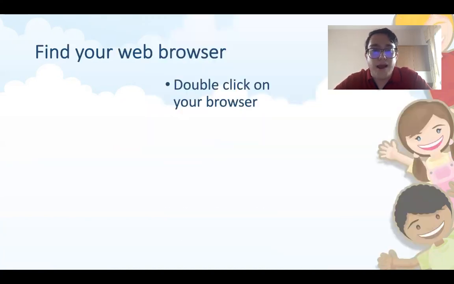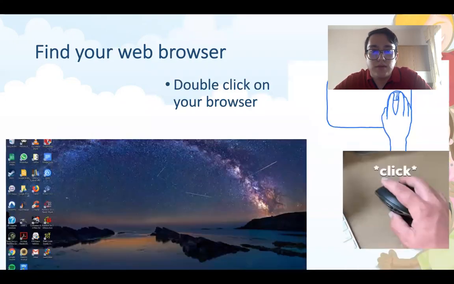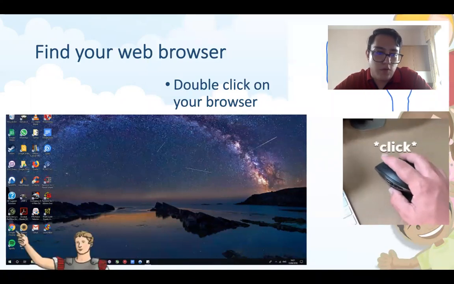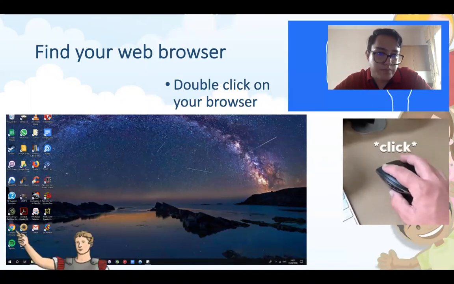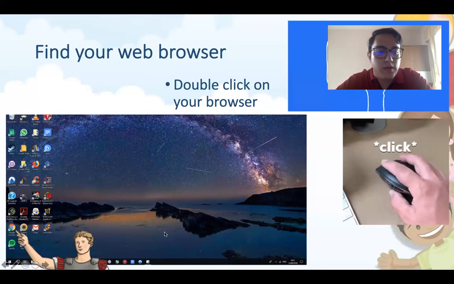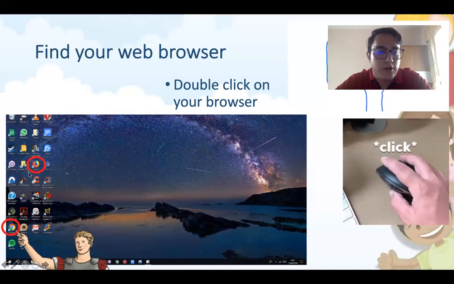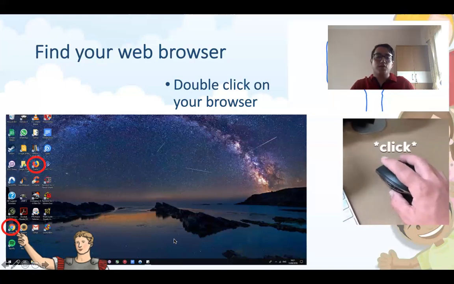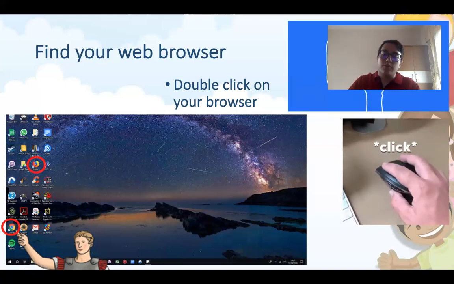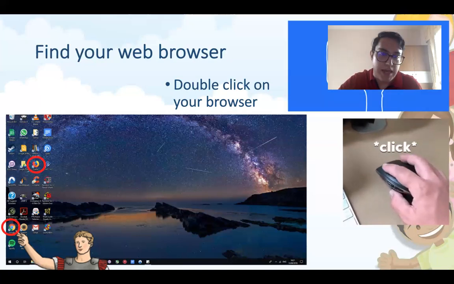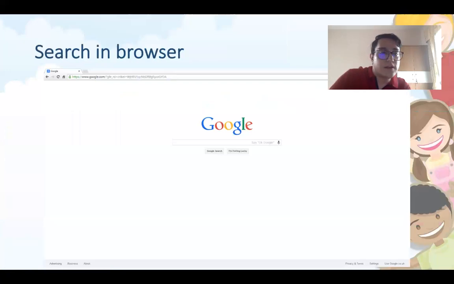Next, find your browser, web browser, and double click on it. Where is your web browser? Your web browser is right here. This is your web browser right here. And one more is here, Firefox. So you have to find which web browser you have on your laptop or computer, and then double click on it. Once you double click on your web browser, you will see this page.